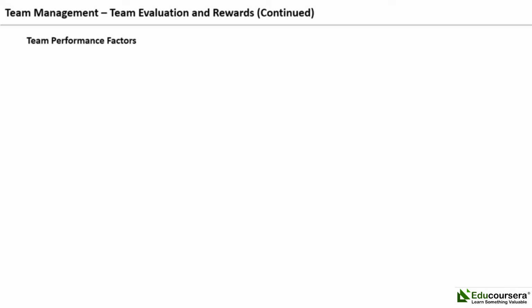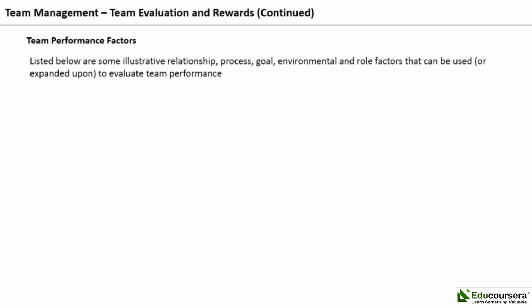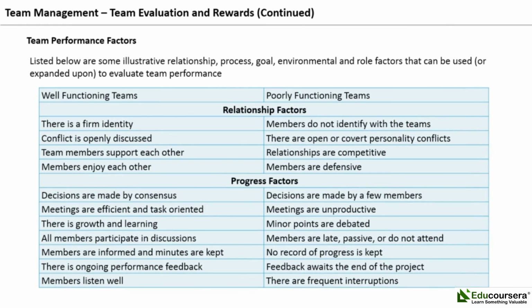Team performance factors. Listed below are some illustrative relationship, process, goal, environmental and role factors that can be used or expanded upon to evaluate team performance. For well-functioning teams, the relationship factors have many positives, such as there is a firm identity, conflict is openly discussed, team members support each other, and members enjoy each other.